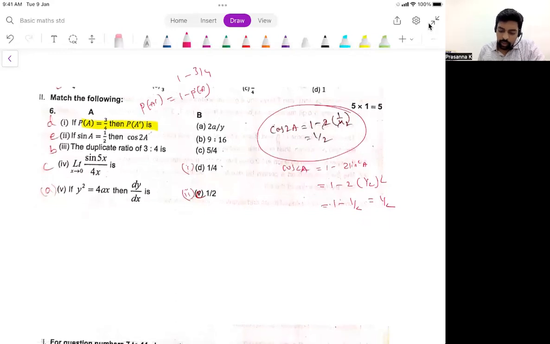Third question, find the duplicate ratio of 3 is to 4. Duplicate means square of the given ratio. 3 square is 9, 4 square is 16. So 9 is to 16.